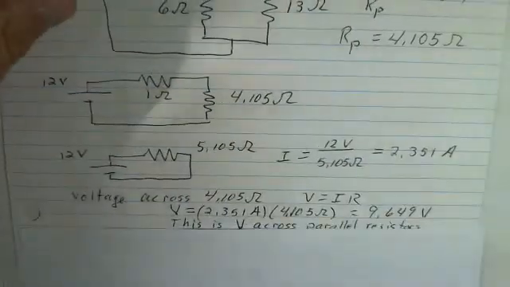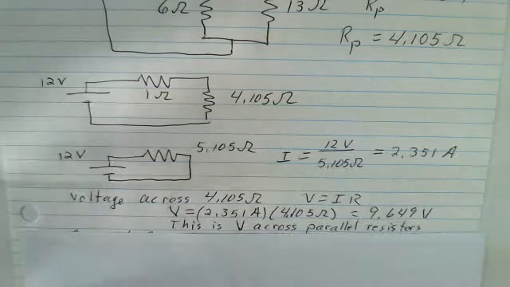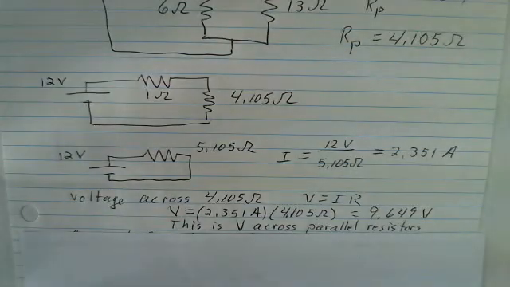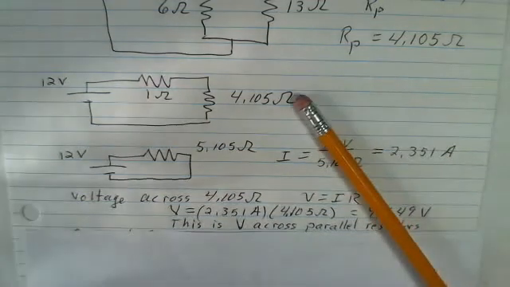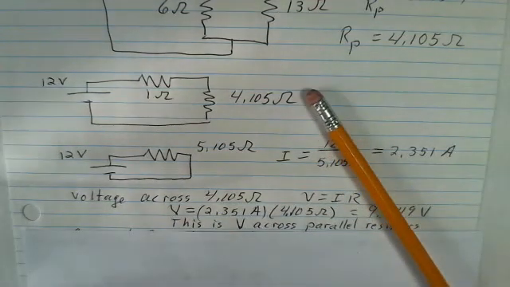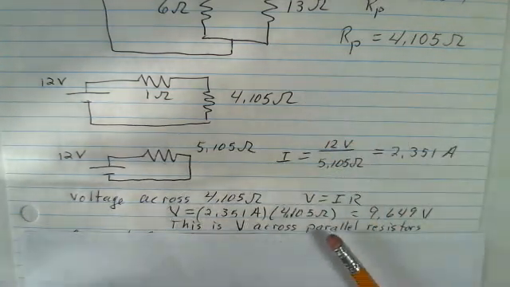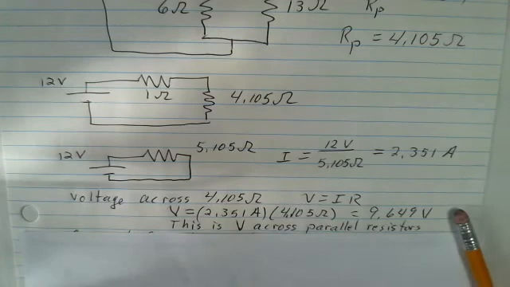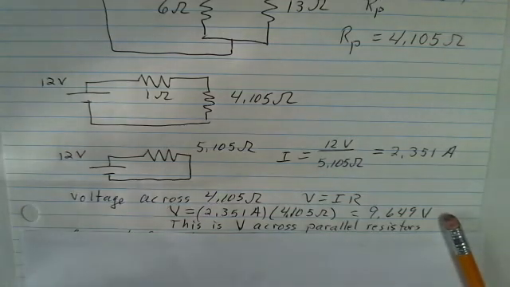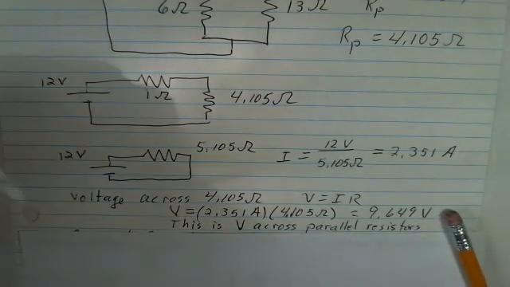Those two resistances are going to have a split of the 2.351 amps. So what is the voltage across the parallel combination? Well, we can use V equals IR to determine that. We know the current in the 4.105 ohm resistor is the same as the current in the battery. So we can take 2.351 amps times 4.105 ohms. We find 9.649 volts across the parallel arrangement.